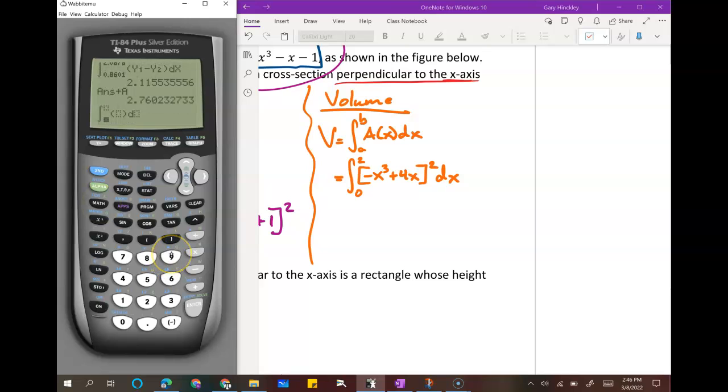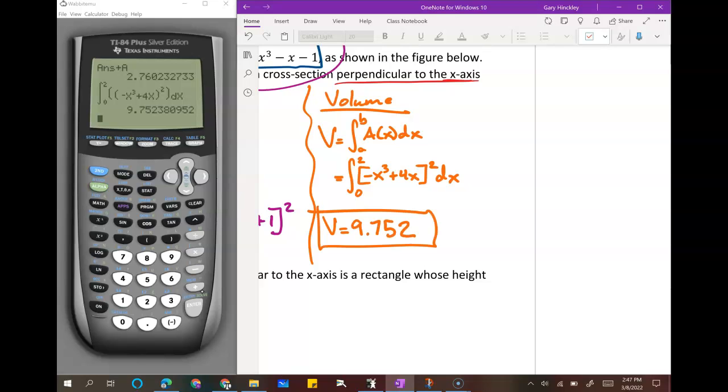My definite integral, so I'm going from 0 to 2. This is still one that we could definitely do by hand, but just for sake of time, we'll go ahead and just put it in. So that is negative x cubed plus 4x, and then that gets squared. Then we need dx. All right, so we are getting a volume of 9.752. That's what we are getting for our volume.